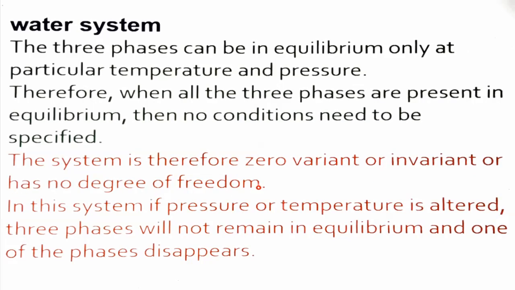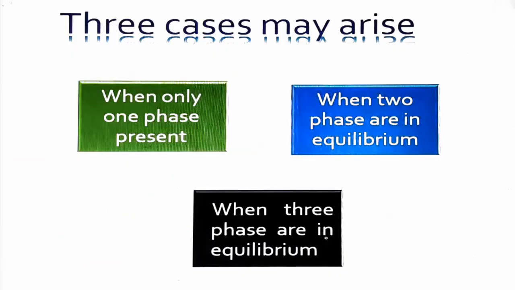Whether the system will be invariant or bivariant will be decided on the basis of how many phases are in equilibrium at that particular point. So in the system, if pressure or temperature is altered, 3 phases will not remain in equilibrium and one of the phases disappears. That we have to understand. At a point where 3 phases are in equilibrium, if we change either temperature or pressure, one of the phases disappears. So there are 3 conditions.